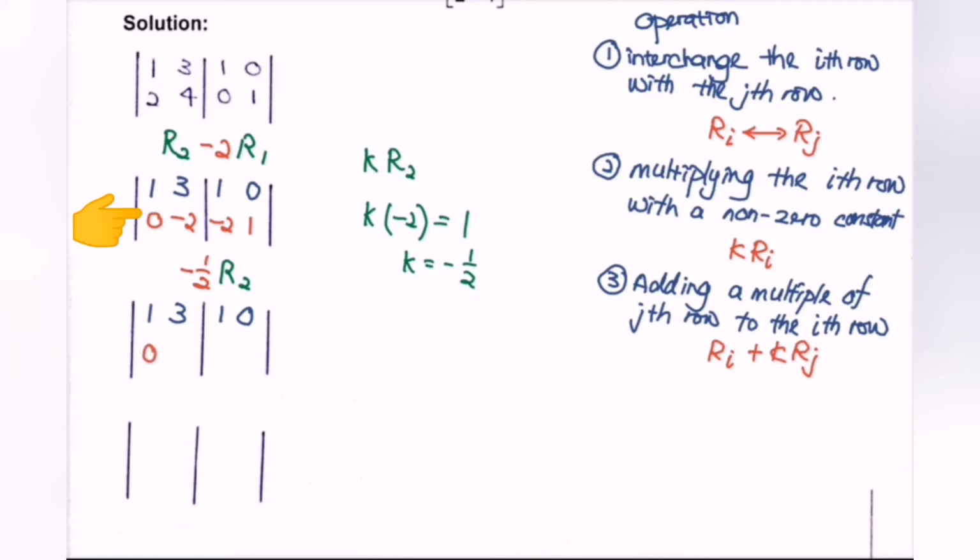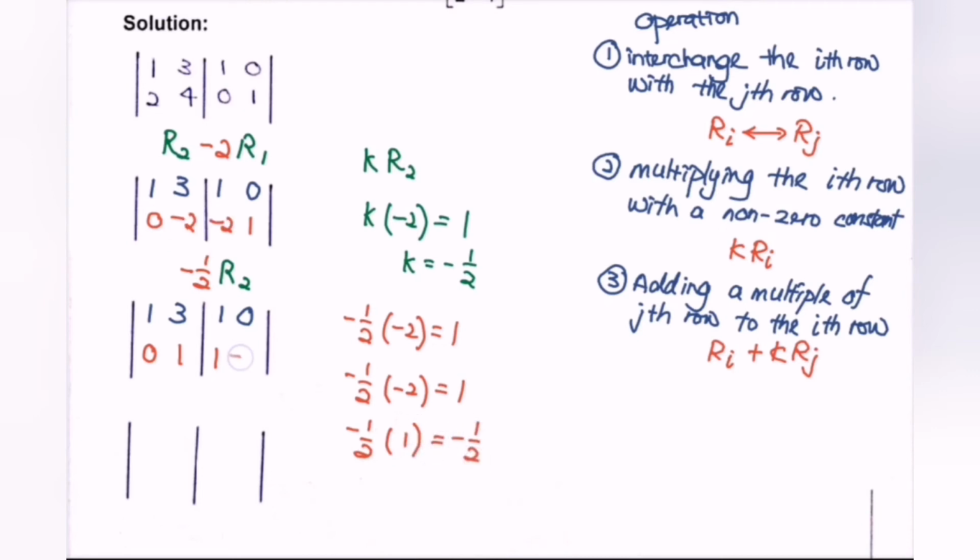Next, kindly imagine we have the situation negative 1 over 2 multiplied with the R2. For this case, the value is negative 2, so the answer is equal to 1. Next, keep on going. We have negative 1 over 2 multiplied with the row 2. Again, we have negative 2, so the answer is equal to 1. Next, we have negative 1 over 2 multiplied with the row 2. So we have 1, so the answer is negative 1 over 2.